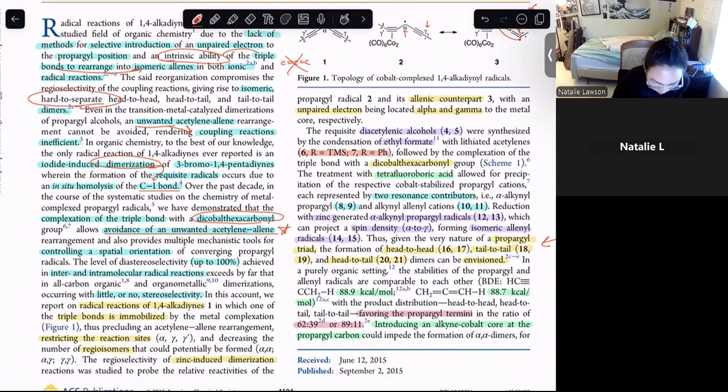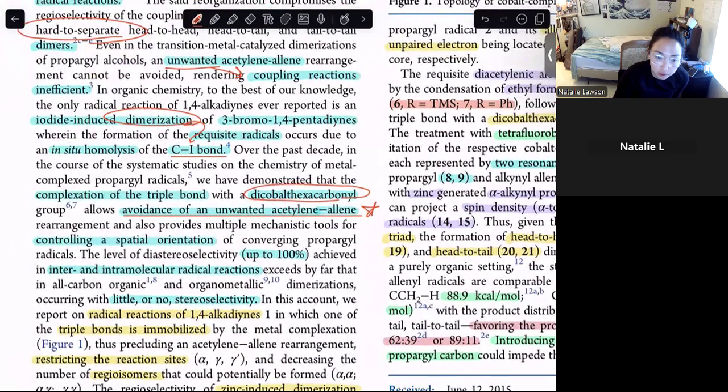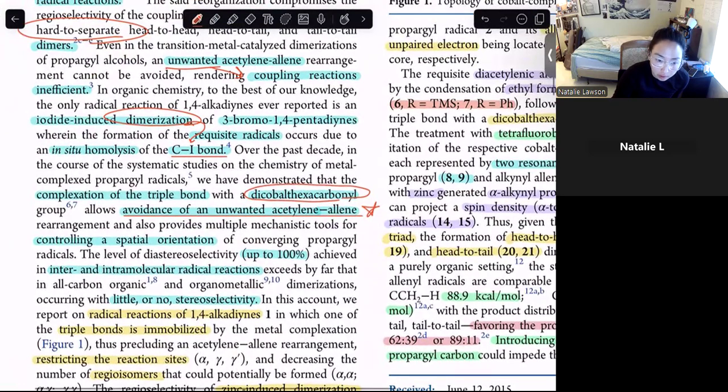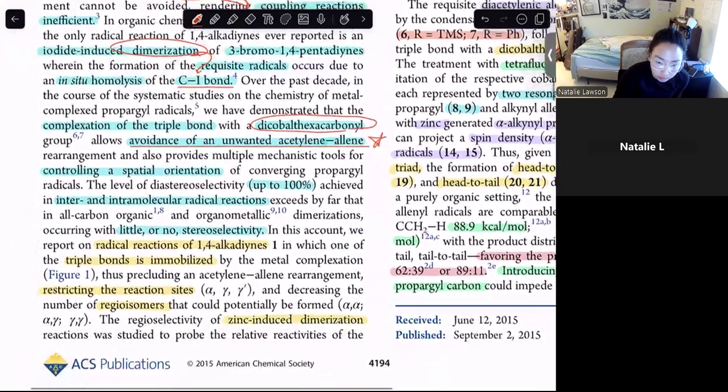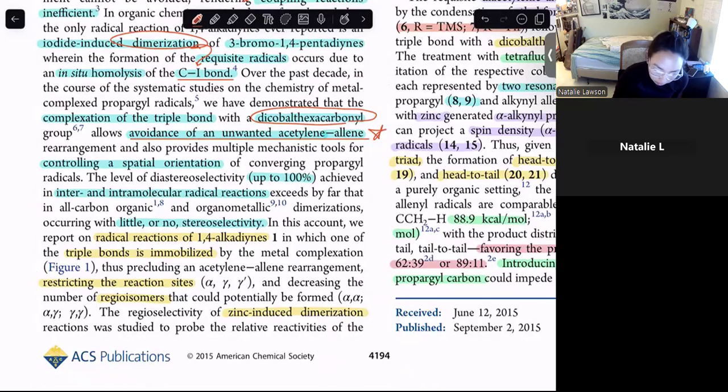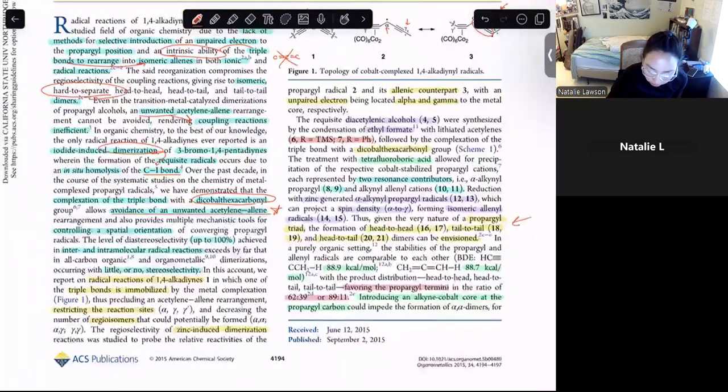So they found over the past decade that a complexation of the triple bond with a dicobalt hexacarbonyl group allowed for the avoidance of unwanted acetylene-allene rearrangement right there. And so in this specific experiment, they report on radical reactions of 1,4-alkadienes in which one of the triple bonds is immobilized by the metal complexation in figure 1.